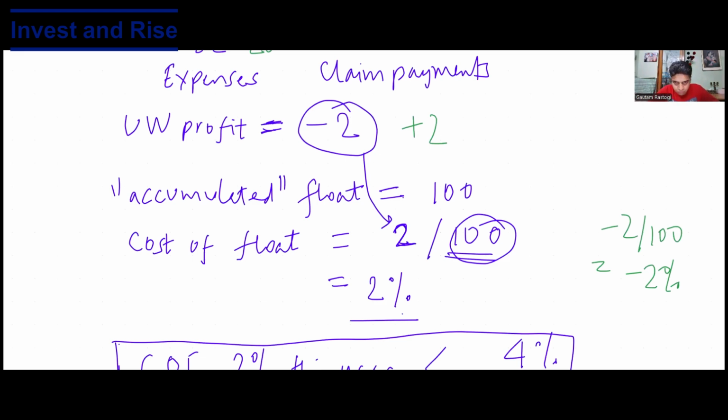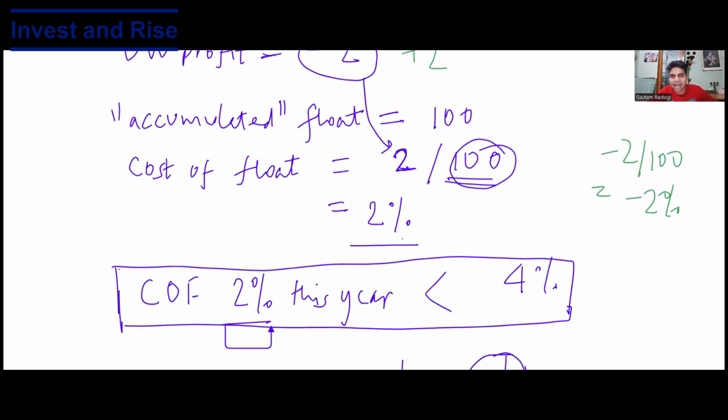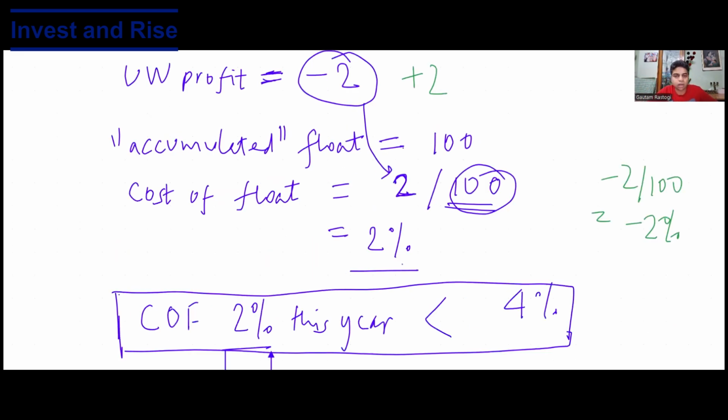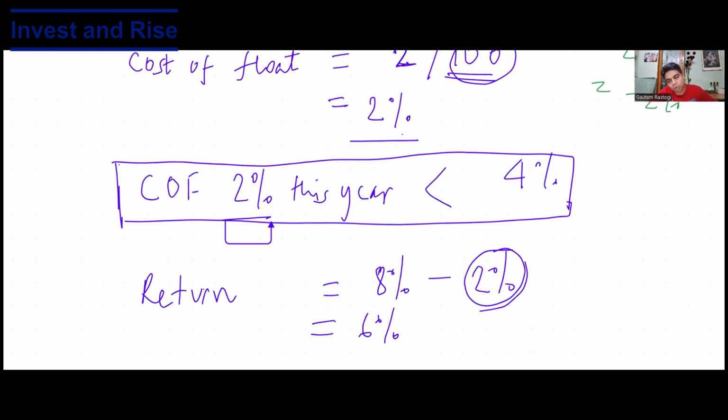So in any case, even if you're making an underwriting loss, as long as the loss is small, it's fine, because you still make money on the 100 rupees of float. And you make an overall sizable return. All right.